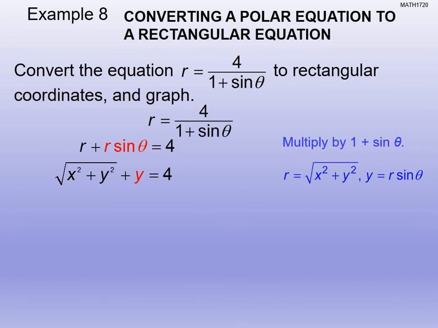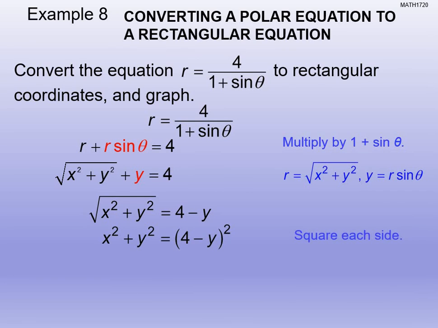Okay, so then we're going to go ahead and do some algebra here. So that we can solve, we're going to move the y to the other side. So it ends up giving us the square root of x squared plus y squared equals 4 minus y. And then what do you think we have to do to both sides to get rid of that square root? All right, we're going to square both sides. So we're left with x squared plus y squared is equal to the quantity 4 minus y, squared.